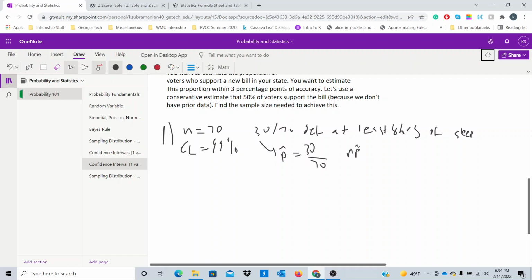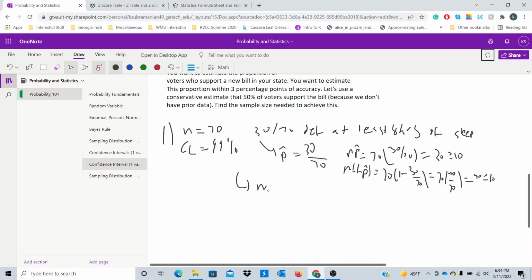So n times p hat equals 70 times 30 over 70, which equals 30, which is greater than or equal to 10. We also know that n times 1 minus p hat equals 70 times 1 minus 30 over 70, which equals 70 times 40 out of 70, which equals 40, which is greater than or equal to 10. So normality passes, and now we can use the z-statistic to approximate our sampling distribution of proportions.